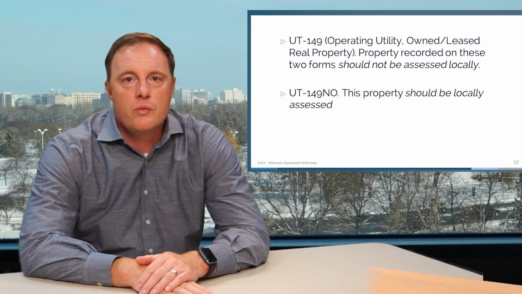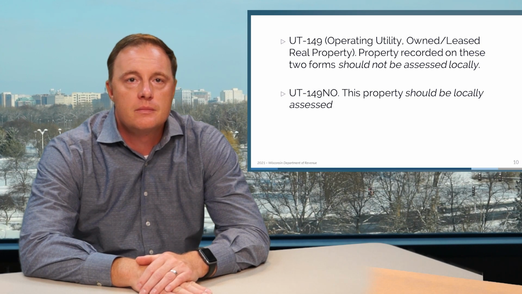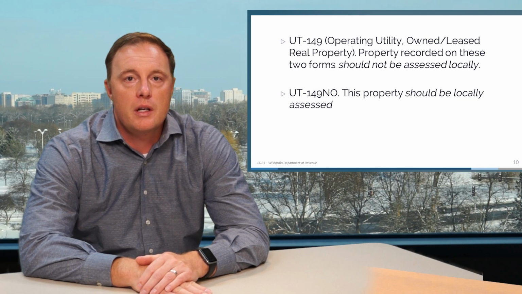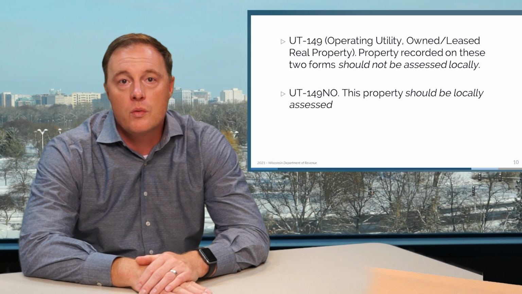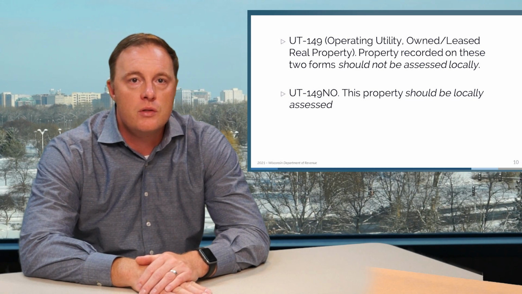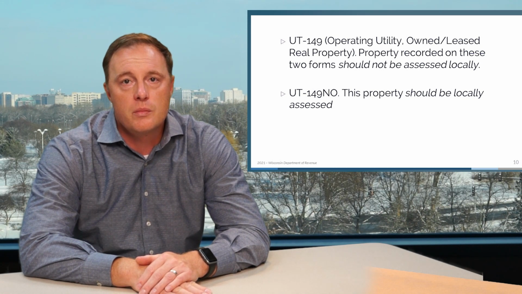We will show how to classify these properties and then go through the UT 149 forms. UT 149, operating utility, owned real property. UT 149, operating utility, leased real property. UT 149 NO, utility company that owns or leases real property but does not use it in their operations. These should be locally assessed.